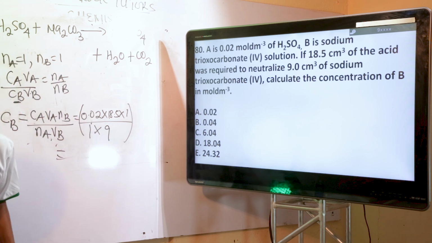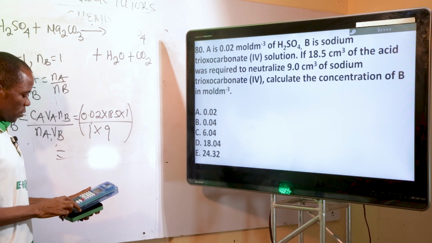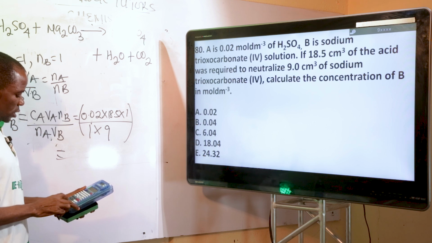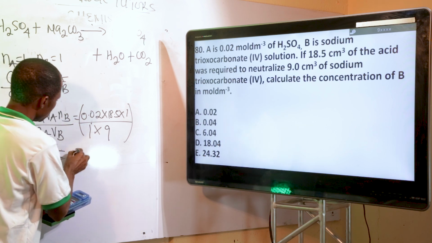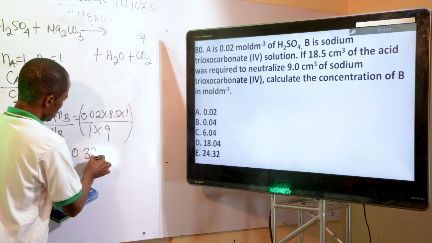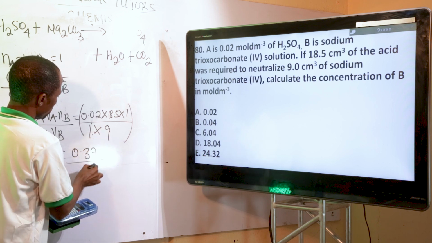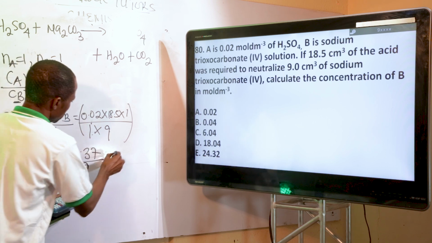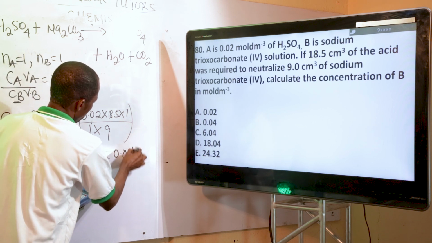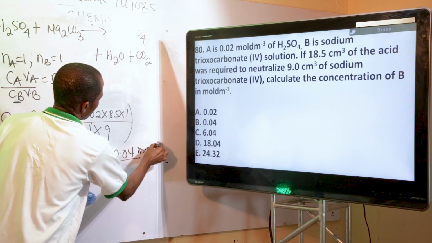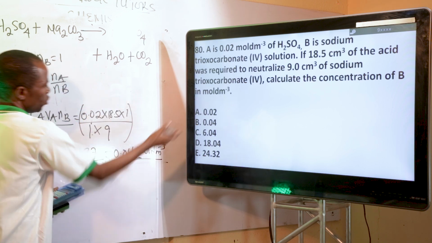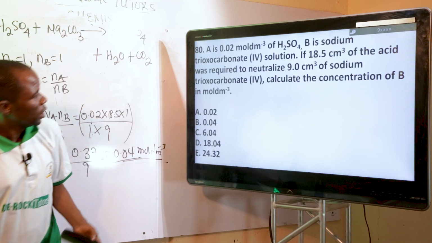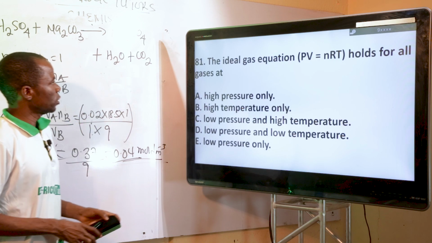So making use of a calculator, we have 0.02 times 18.5. That gives us 0.37 divided by 1 times 9. That's 9. So if you divide this by 9, we get 0.04. That's mole per dm cube. So if you look at the options, you can see that's definitely option B. So let's go to number 81.